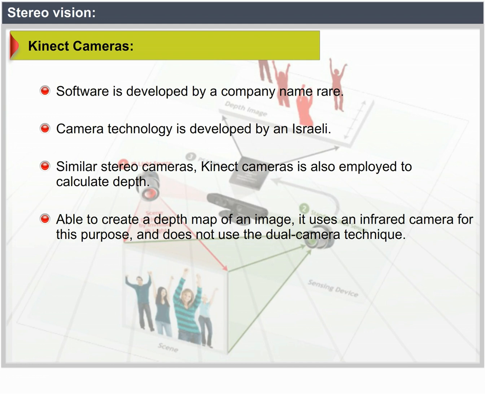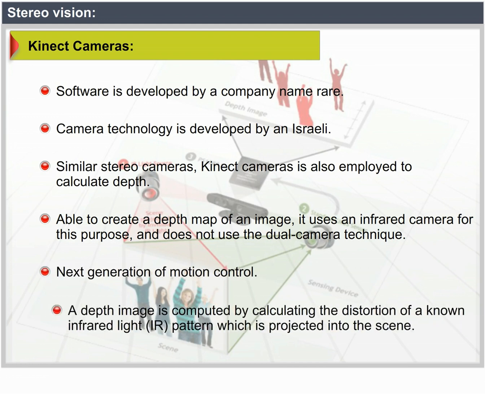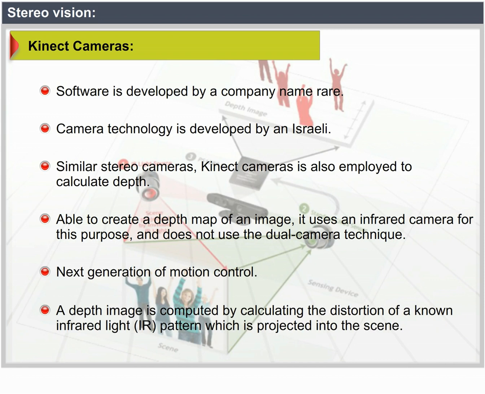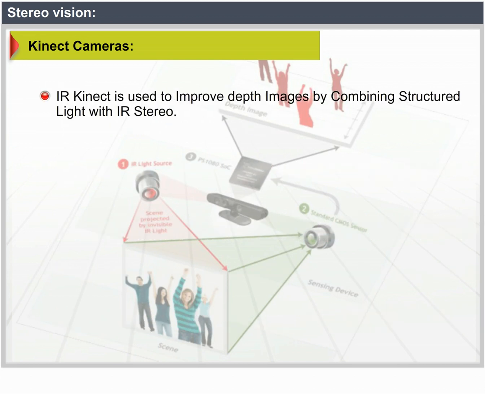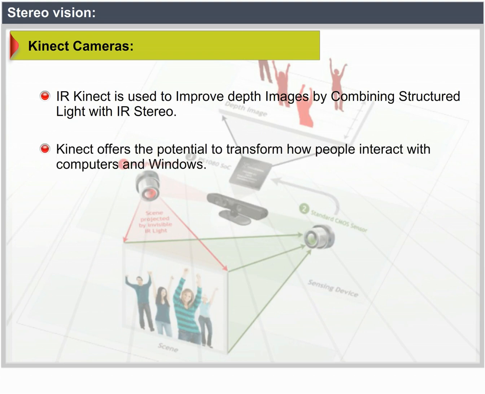Next generation of motion control. A depth image is computed by calculating the distortion of a known infrared light, IR pattern, which is projected into the scene. IR Kinect is used to improve depth images by combining structured light with IR stereo. Kinect offers the potential to transform how people interact with computers and windows. It enables the user to control and interact with the application.